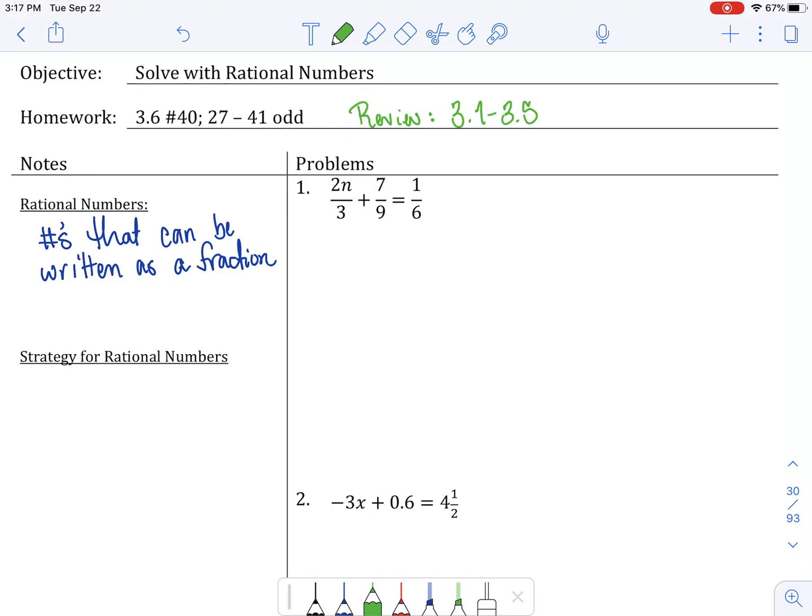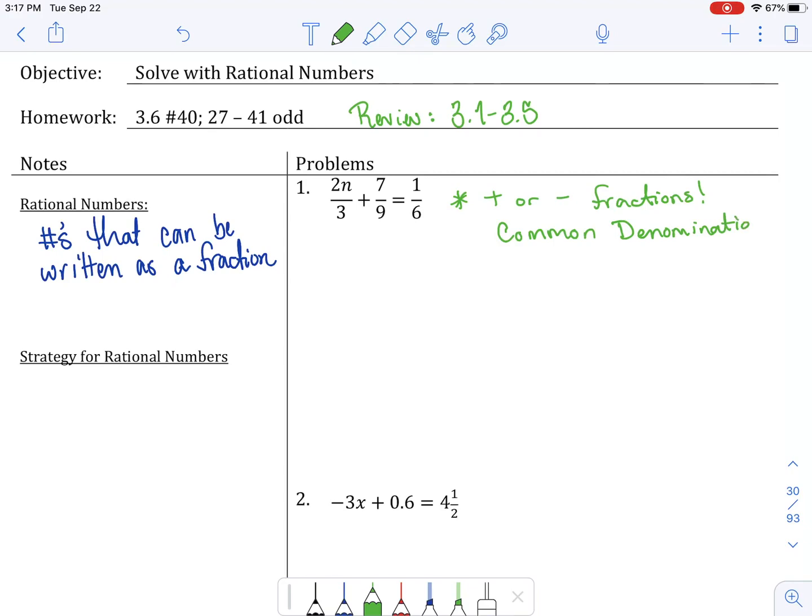Now, when we're going to talk about solving, you can absolutely use some of those skills. So for instance here, if we look at problem number 1, we notice we have fractions that are being added. Now, as most of you do recall, if I ever have added or subtracted fractions, that means that we need a common denominator.